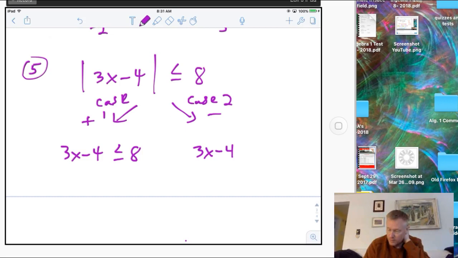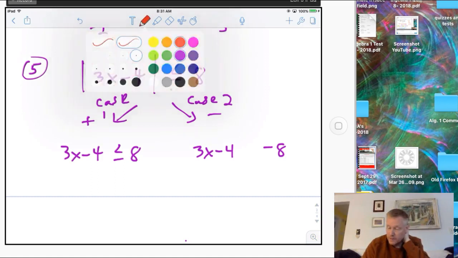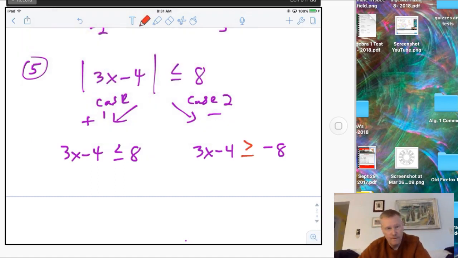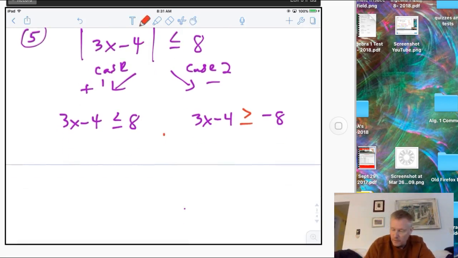3x minus 4, this is the negative. And remember, here's where I got to flip the sign. I'm even going to change the color to red so it sticks out. Notice how I made that change, the arrow goes the other direction. All right, now let's draw a line down the middle, and we can solve it.